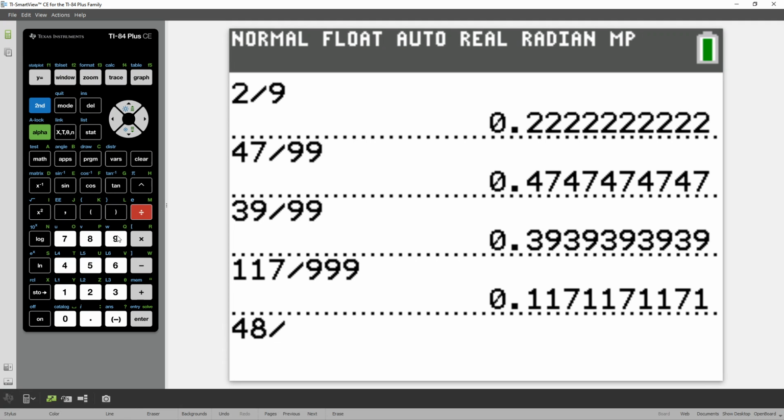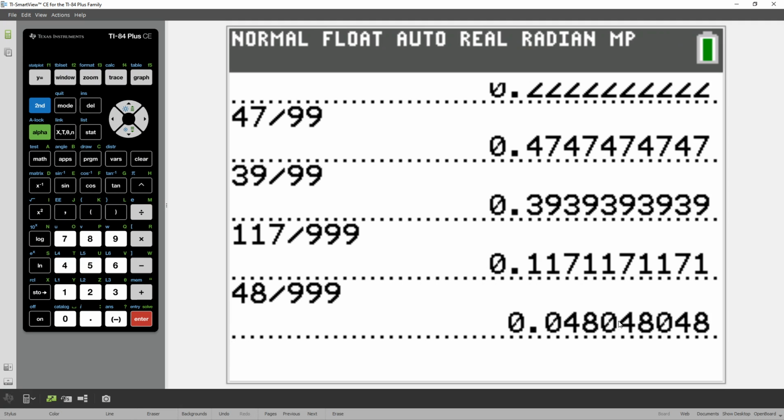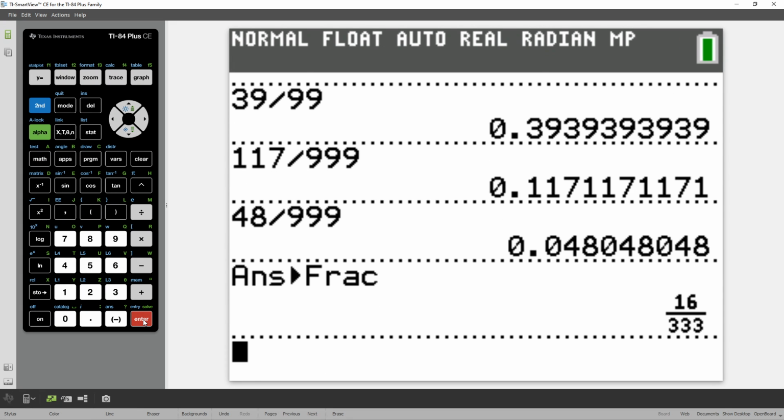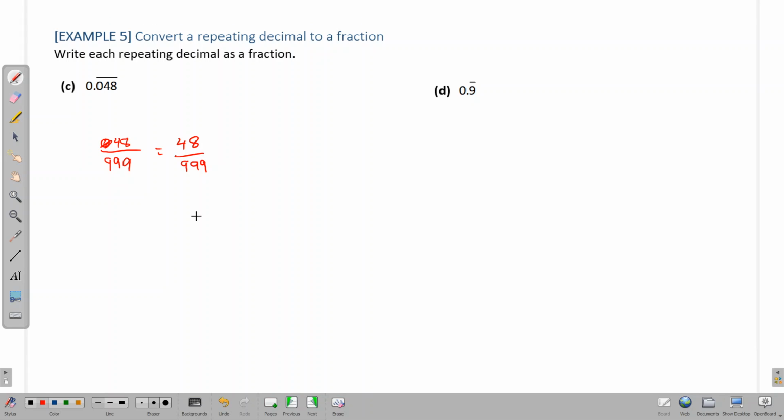48 divided by 999. And you can see that does work. This one seems like that should reduce. Yeah, so it's really 16 over 333.